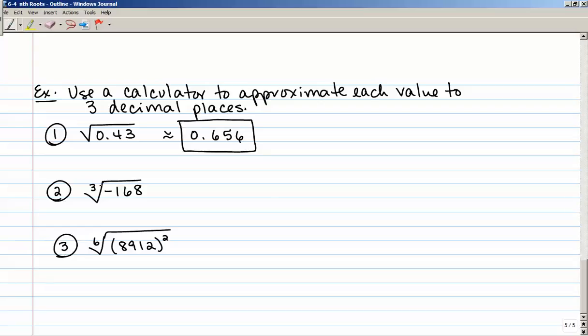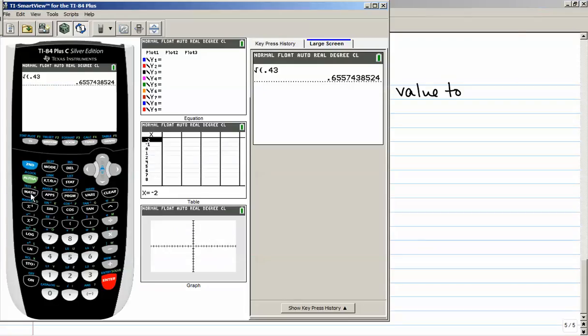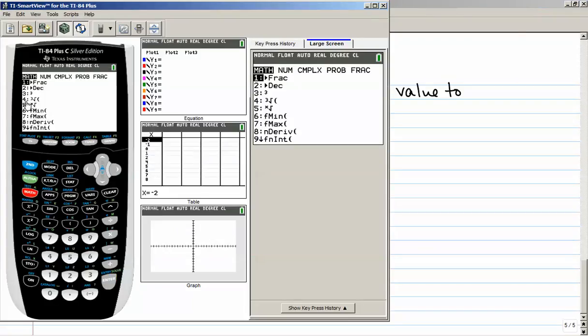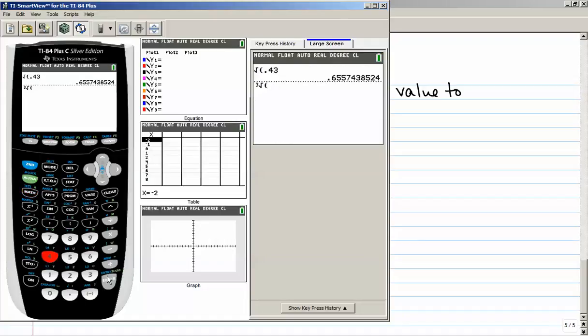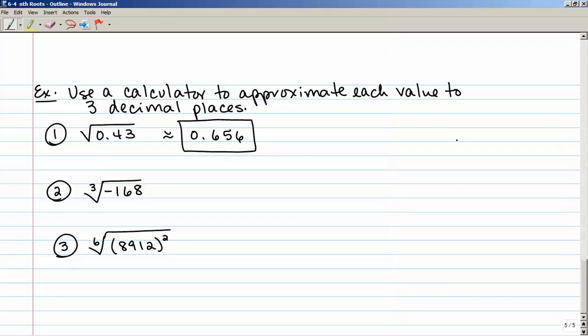Okay. Now I need the cube root of negative 168. To do this, you're going to go to your math menu here, and notice right here, number 4 is a cube root. So I'm going to use that one, and just put in negative 168. Hit enter, and I get negative 5.518. Okay. And my last one is the 6th root of 8,912 squared.